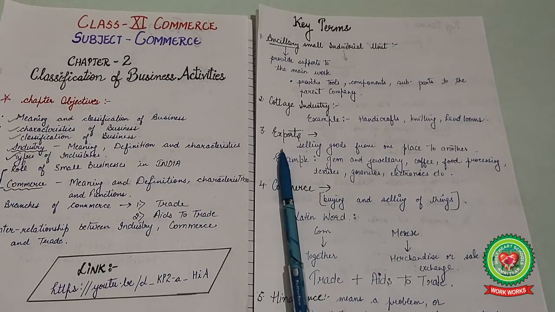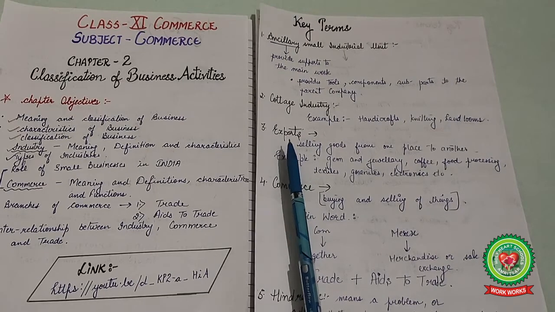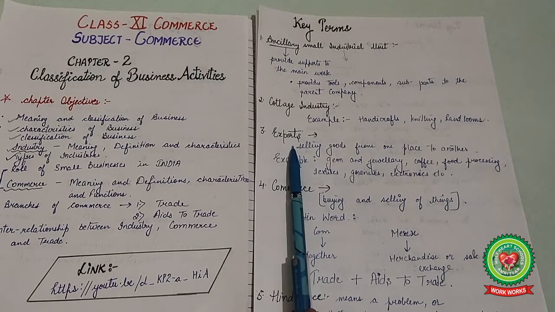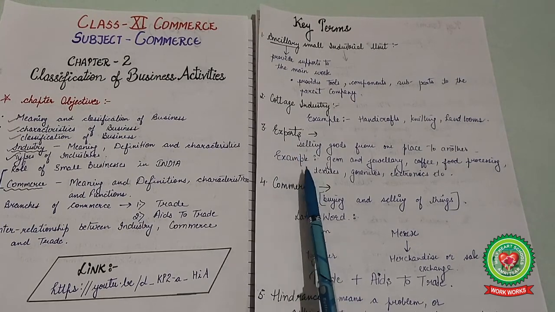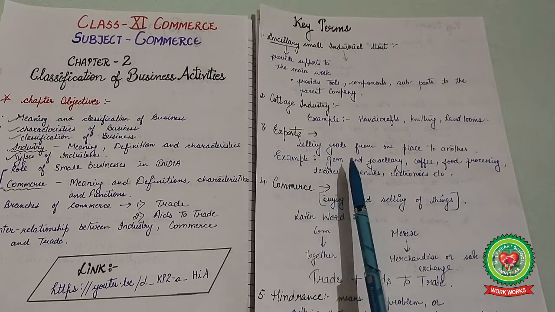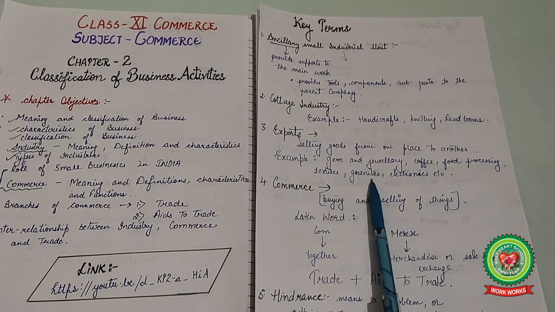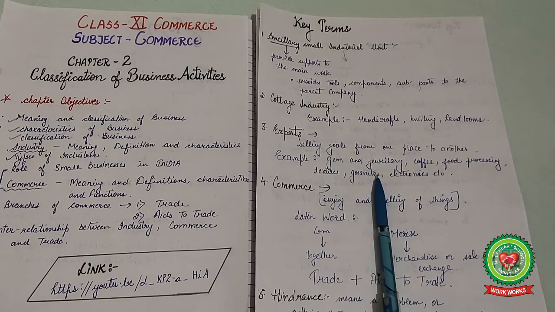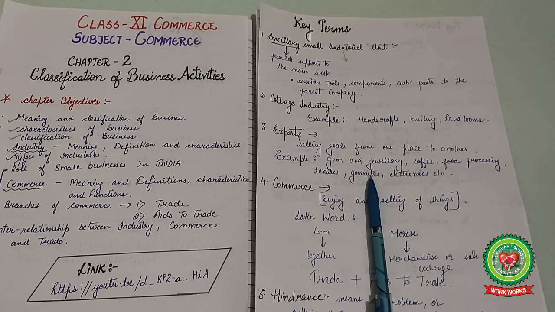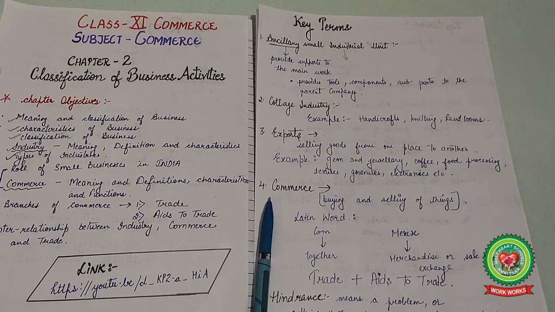Next key term is exports. Exports means selling goods from one country to another country, or from one city to another city. In India there are various products that are exported, like gems and jewelry, coffee, food processing products, and textile industries producing goods and exporting them to other countries. Likewise granites, electronic products, electrical products and even engineering products are exported from India to other countries.